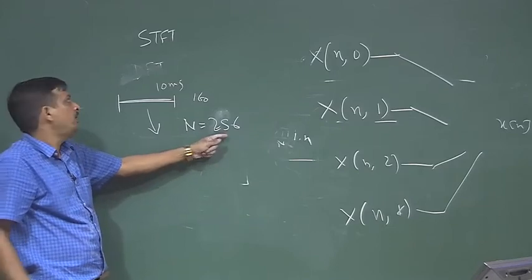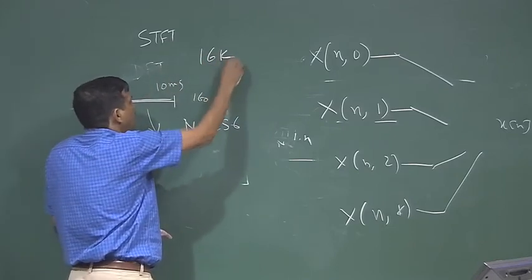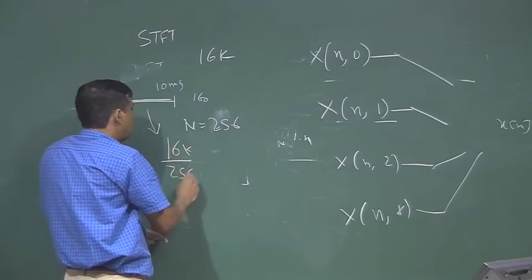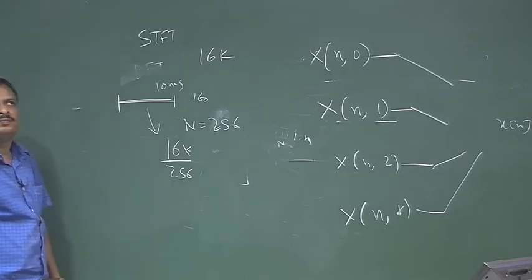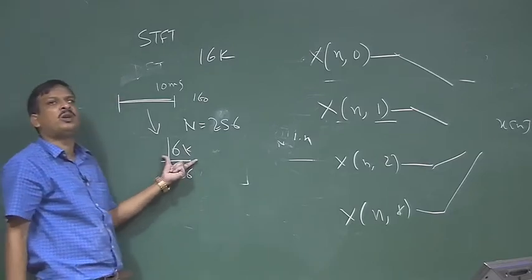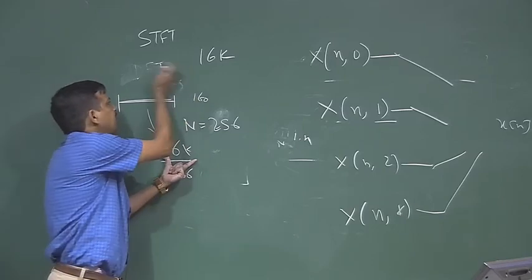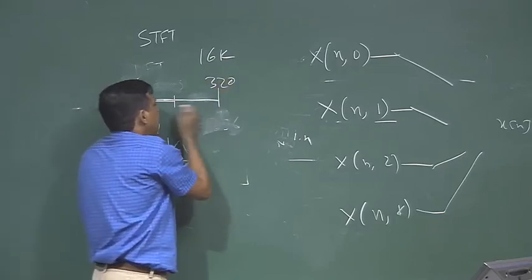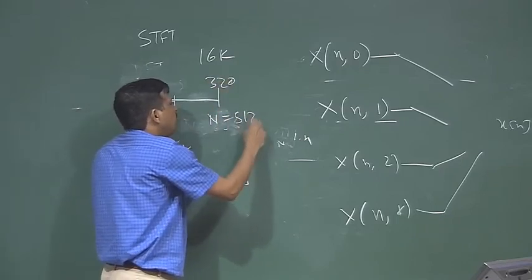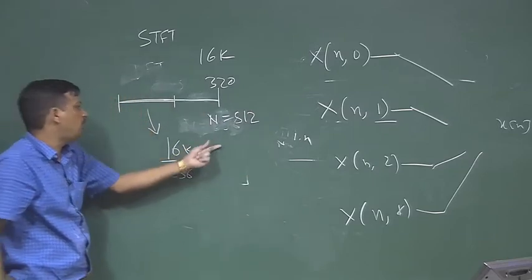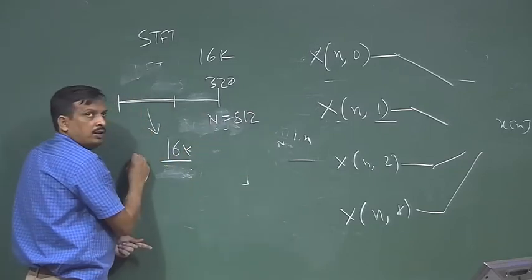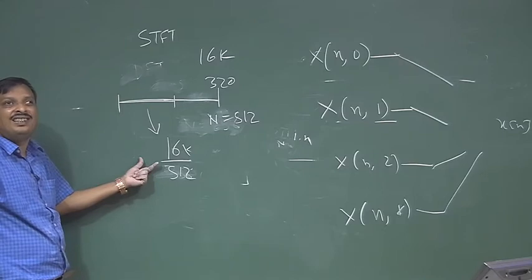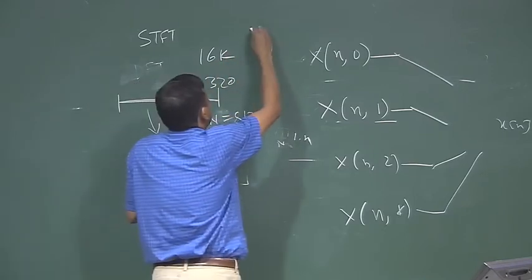Now, what is the resolution? If the signal is sampled at 16 kilohertz and N equal to 256, then 16k divided by 256 is my resolution. Now, if I want to increase the frequency resolution, then instead of 10 millisecond, I take 20 millisecond, which is 320 samples, so N is equal to 512. With 512, this is the resolution. Resolution means this is a frequency scale.